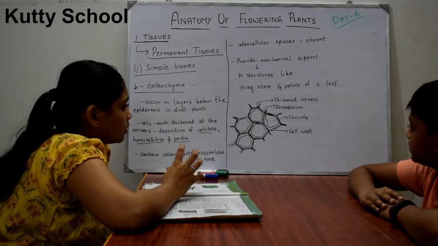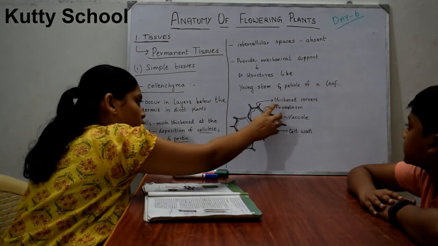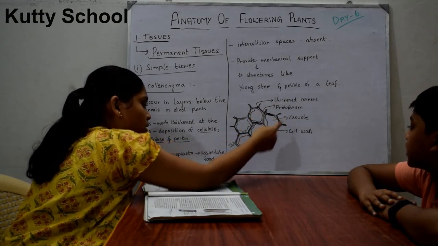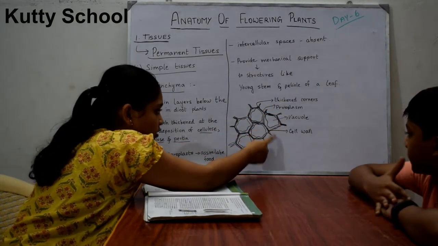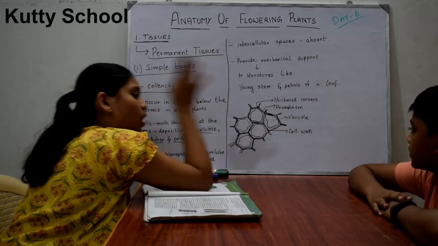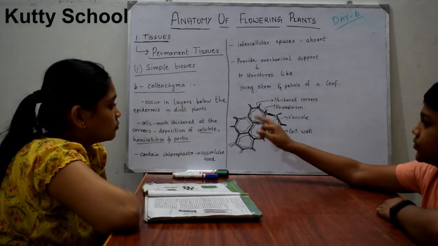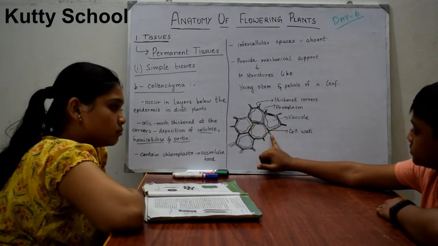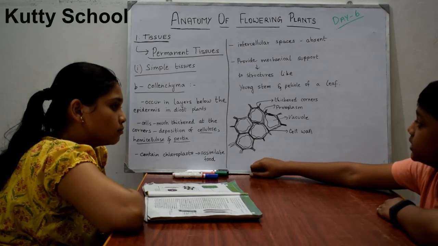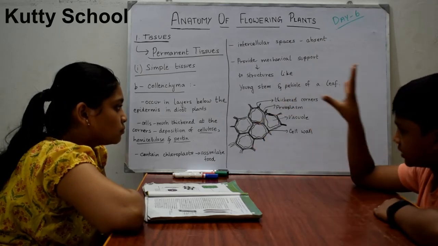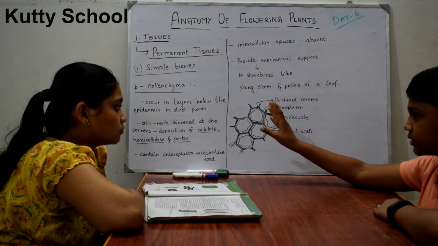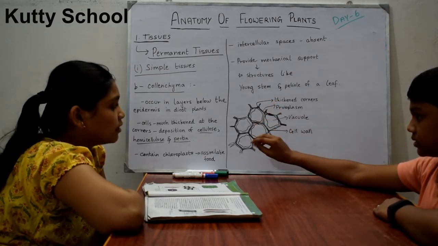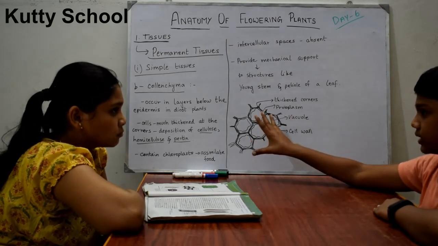Here these are the thickened corners, and this is the protoplasm, and inside it is the vacuole. Vacuole is nothing but water and excretory products, and the middle is the cell wall, the outermost part of the cell. It is a bunch of cells together, fully sticking to each other. They will not have intercellular spaces; they will not even split.